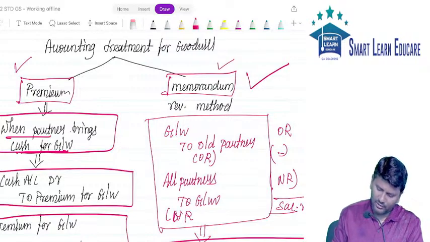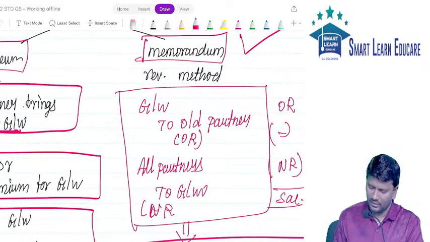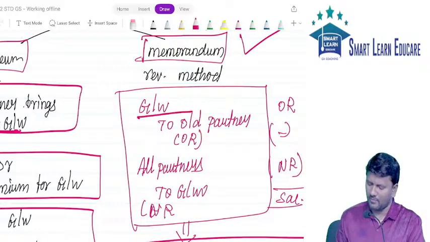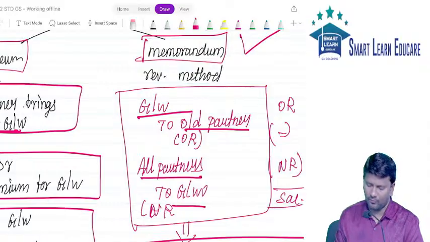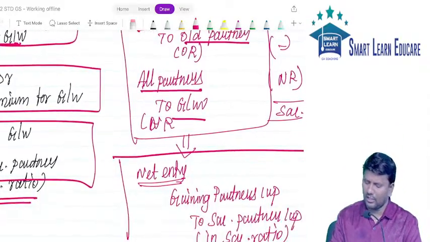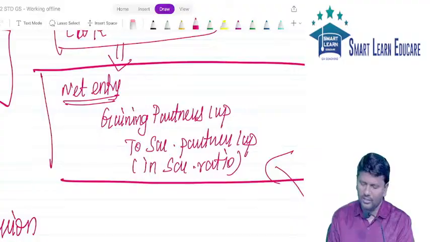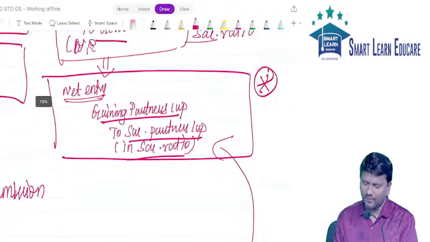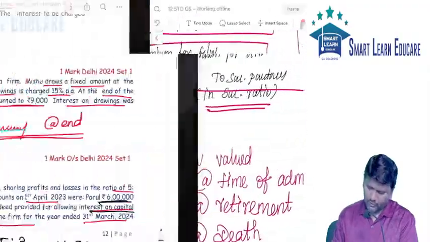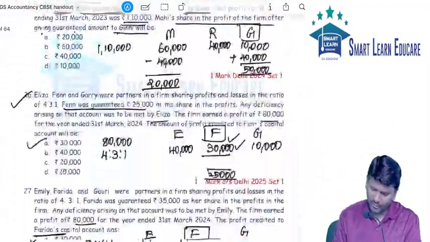In the memorandum method, two entries. First entry: goodwill account debit to old partners. Second entry: all partners' capital accounts debit to goodwill. First entry in old ratio, second entry in new ratio. The net entry will be gaining partners' capital account debit to sacrificing partners. So related to this, first we will do some problems.